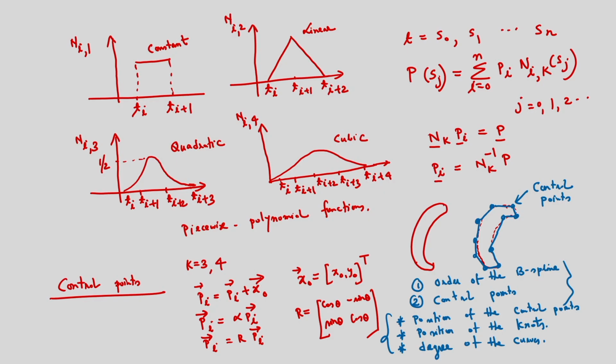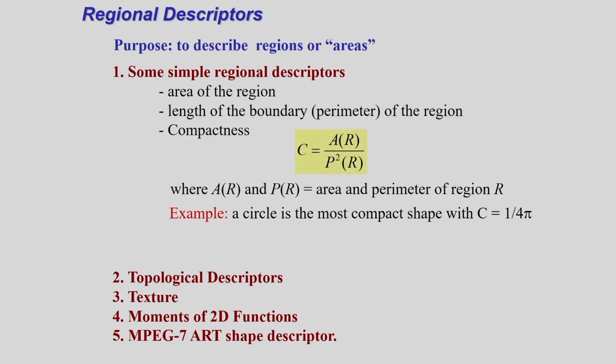So in this discussion, you can see that to represent a boundary, I need to store mainly these two pieces of information: one is the order of the B-spline curve, and another one is the control points. And you can see how I can define the B-spline curves for order 1, order 2, order 3, and order 4. So this is about the B-spline curve representations. After this, I will discuss the regional descriptors.